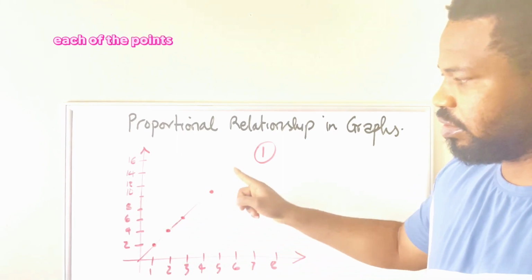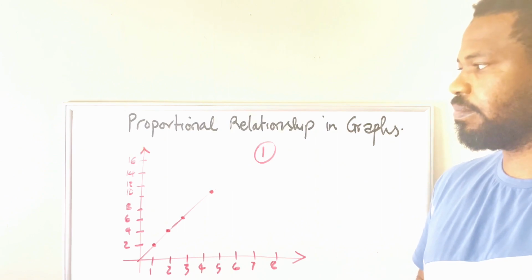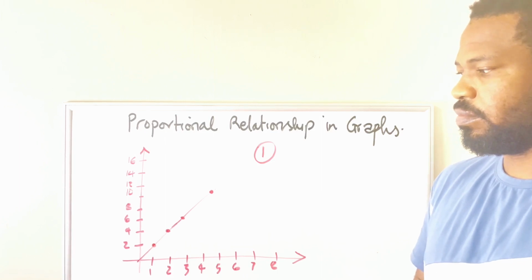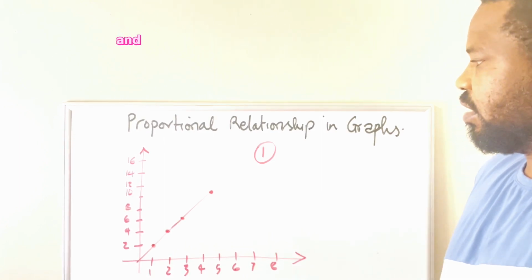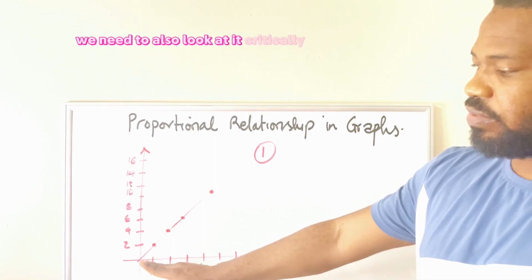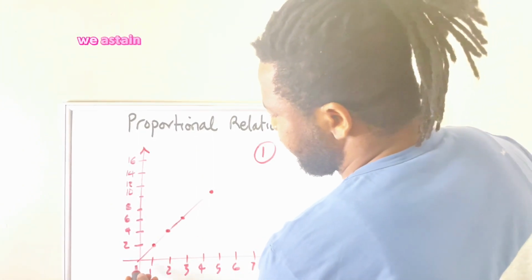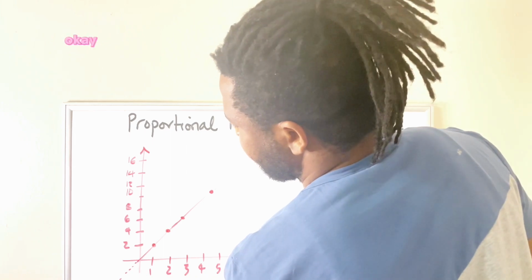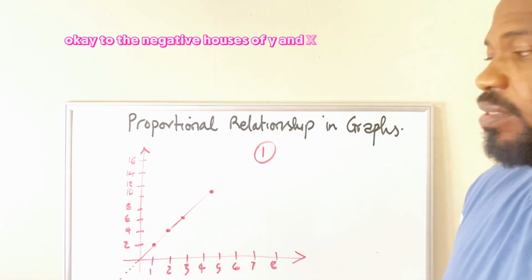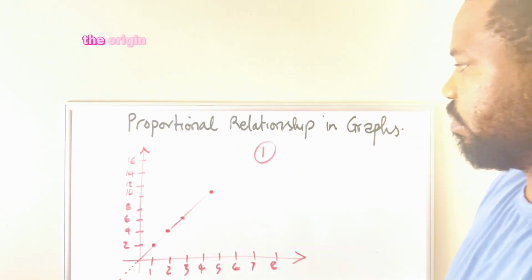Each of the points on the graph is a rate, or we can call it a unit rate. And with that said, we need to also look at it critically to check if it passes through the origin. And if you look at this graph very well, if we extend what we have right here to the negative axis of y and x, we realize that it's a straight line that passes through the origin.